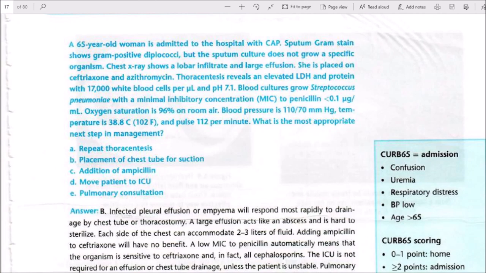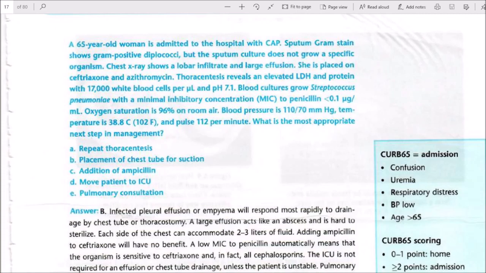Pleural fluid culture grows Streptococcus pneumoniae with a minimal inhibitory concentration to penicillin less than 0.1 microgram per milliliter. Oxygen saturation is 96% on room air, blood pressure is 110/70 mmHg, temperature 38.8 degrees Celsius, and pulse 112 per minute. What is the most appropriate next step in management?